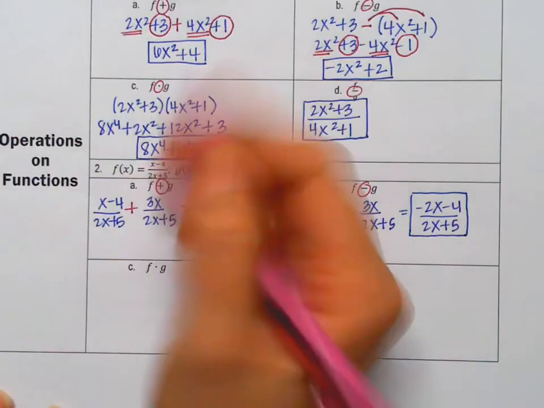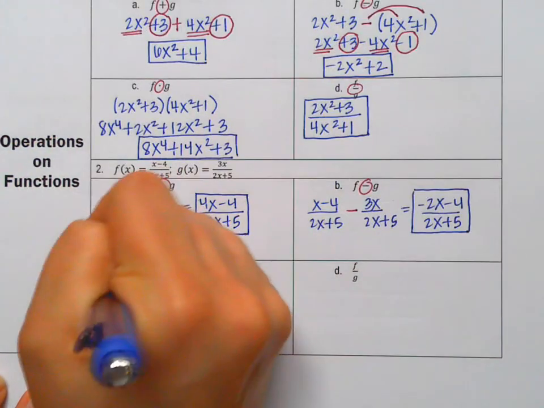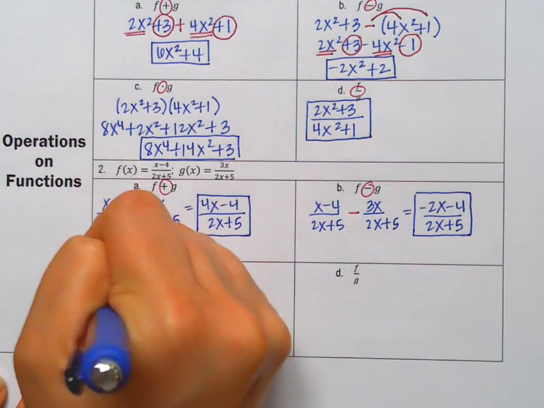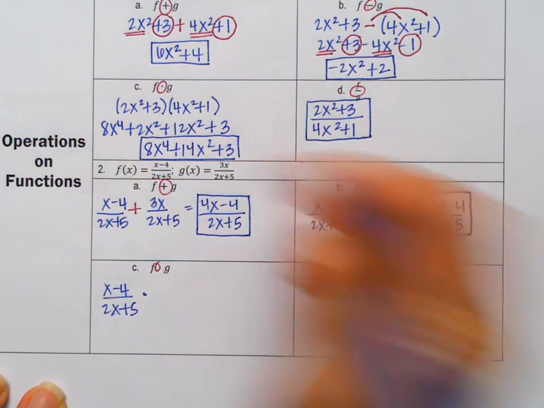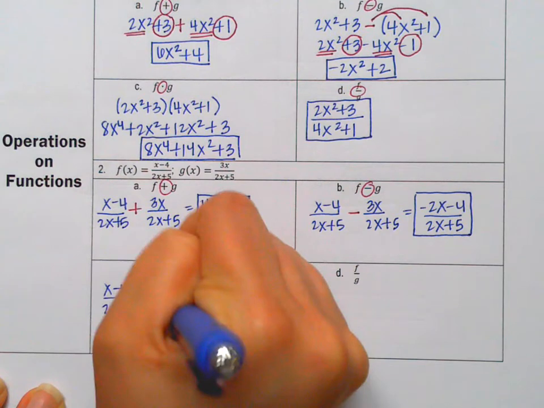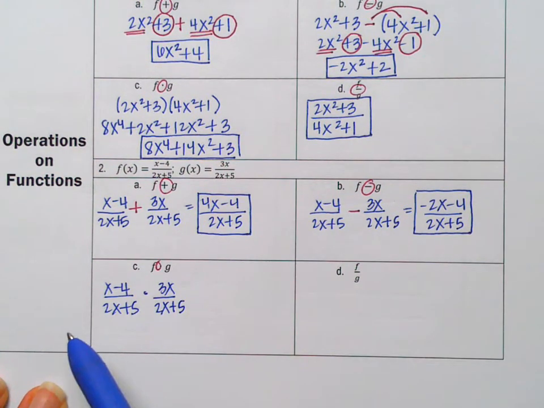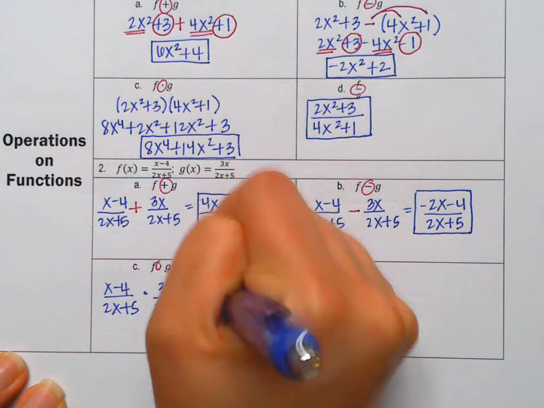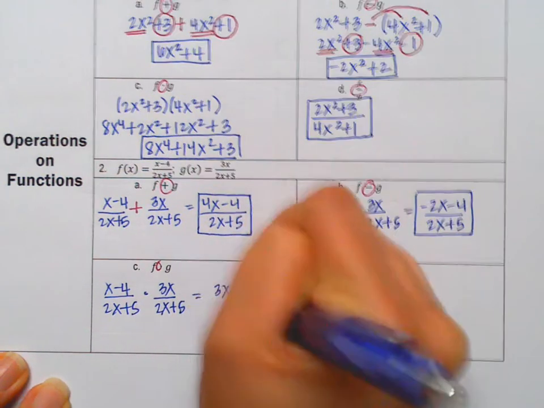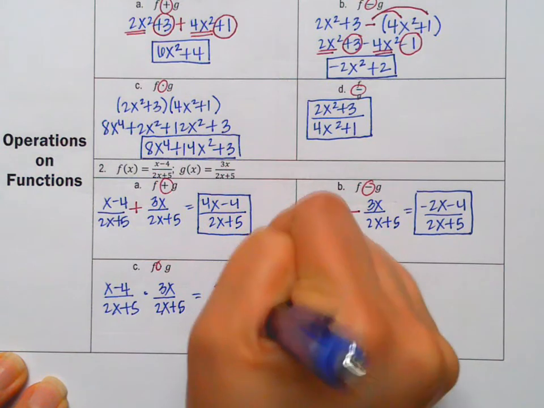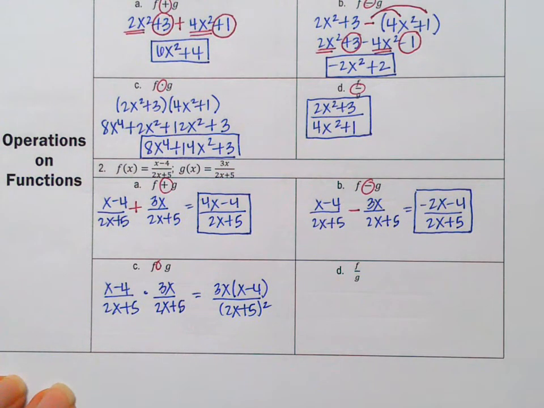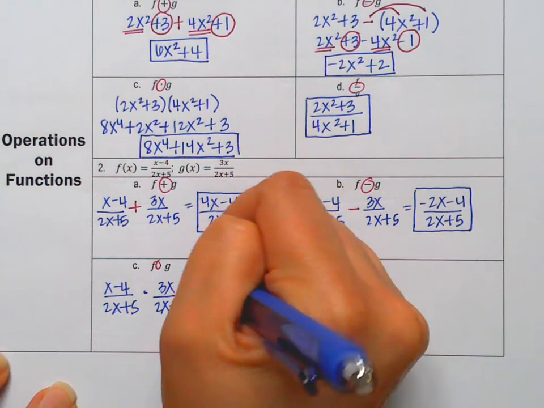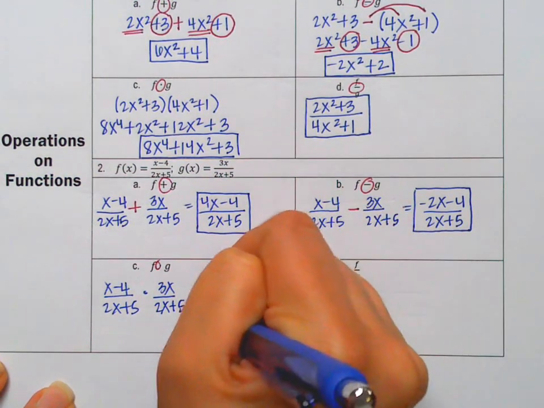Okay, so let's move on to multiplying. We have f, which is x minus 4 over 2x plus 5, times 3x over 2x plus 5. Can anything cancel? No. 2x plus 5 and 2x plus 5 are both in the bottom, so they can't cancel. 3x can't cancel with anything. x minus 4 can't cancel anything. So the way that we write this is just 3x times x minus 4 over 2x plus 5 squared. Please do not multiply it out. It's unnecessary work for you guys. You're just showing that you understand what these operations mean.